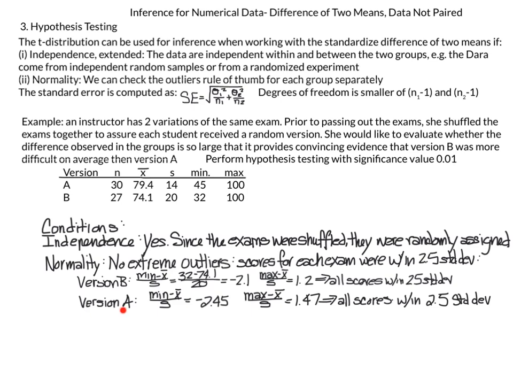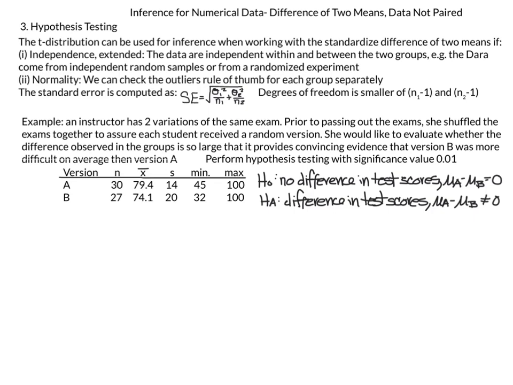And for version A, I'm sorry, that looks like a 4, but it's an A. I did the same thing. I took the minimum, subtracted the mean, divided by standard deviation, I get minus 2.45. And then I did the maximum minus the mean, divided by standard deviation, and I get 1.47. So all scores, again, within 2.5 standard deviations. So both independence and normality check out, and we can use the t-distribution.